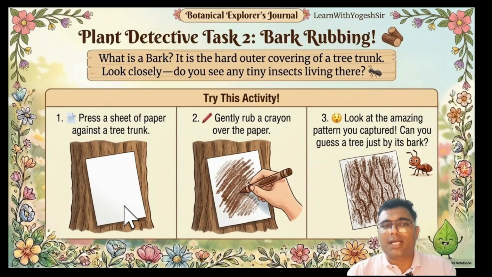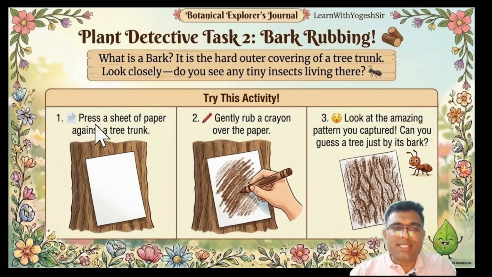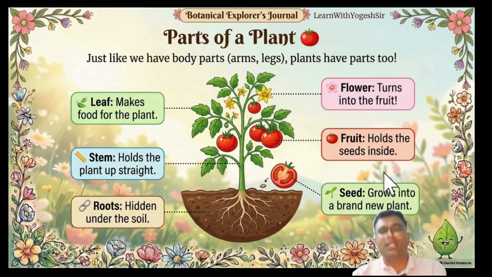The next activity is bark rubbing. What do we have to do in this activity? What is bark? First of all, it is the hard outer covering of a tree trunk. Look closely. Do you see any tiny insects living there? These are the steps. First, press a sheet of paper against the tree trunk, then gently rub a crayon over the paper, and finally look at the amazing pattern you captured. Can you guess a tree just by its bark? You can write in the comments.